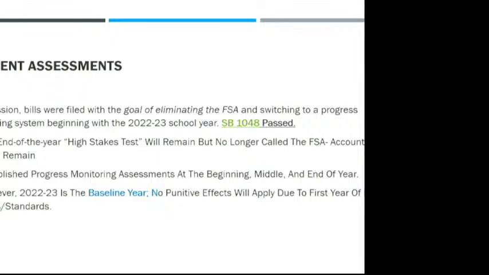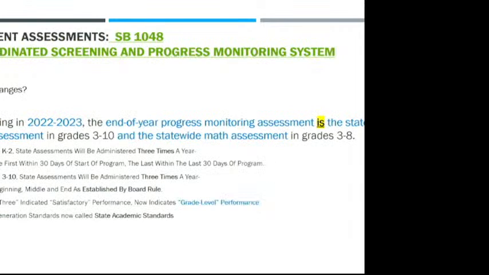However, our students will be testing 3 times a year, the beginning, middle, and the end of the year. Next year, as Daryl said, it's the baseline year, and there will be no punitive effects next year, which means no school grade that counts for anything. 4th grade promotion won't be affected by it. We don't know yet what they'll decide for 10th graders and seniors. It also should not affect teacher evaluations.